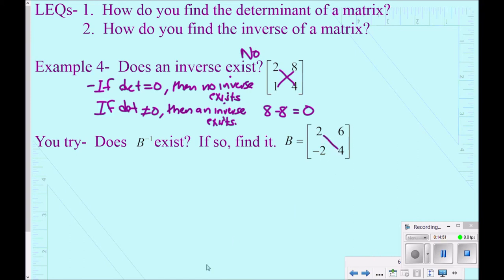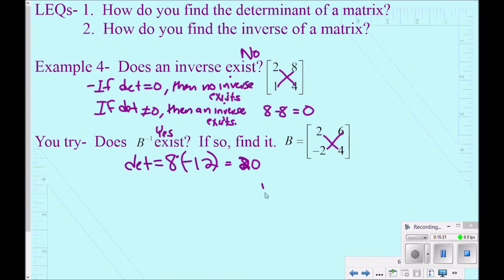So first, we're going to figure out if it exists. 2 times 4 is 8, and negative 2 times 6 is negative 12. And we're subtracting negative 12, so that gives me 20. 8 plus 12 is 20. Whoops, I don't know why I wrote 80. 20. So that is the determinant. Because 20 is not 0, yes, B inverse does exist.